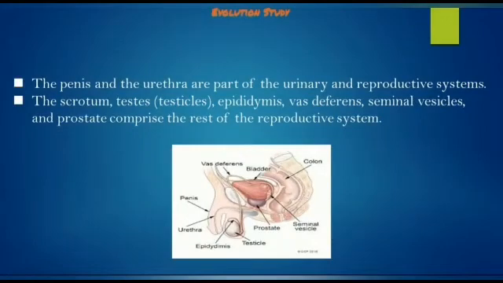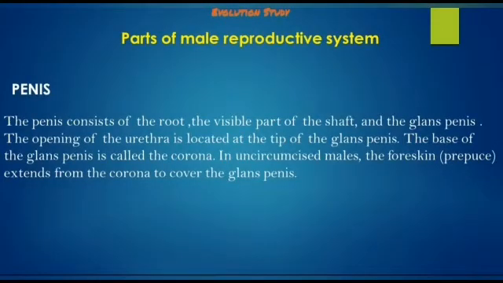Now the penis and the urethra are a part of the urinary and the reproductive system. The scrotum, testes, testicles, epididymis, vas deferens, seminal vesicles and the prostate comprise the rest of the reproductive system. A diagram of the male reproductive system is given here below. Now we will learn about the parts of the male reproductive system in brief.